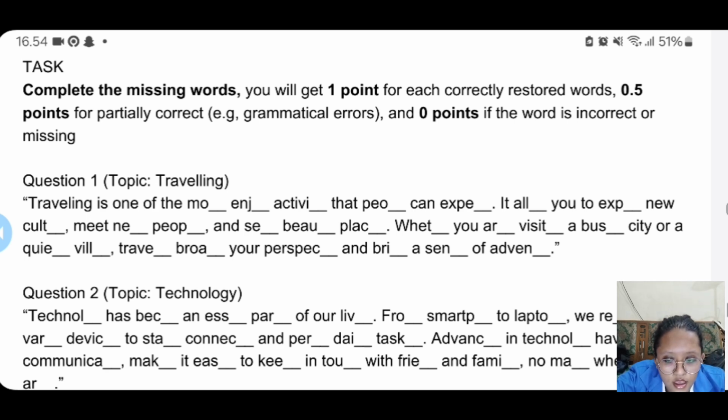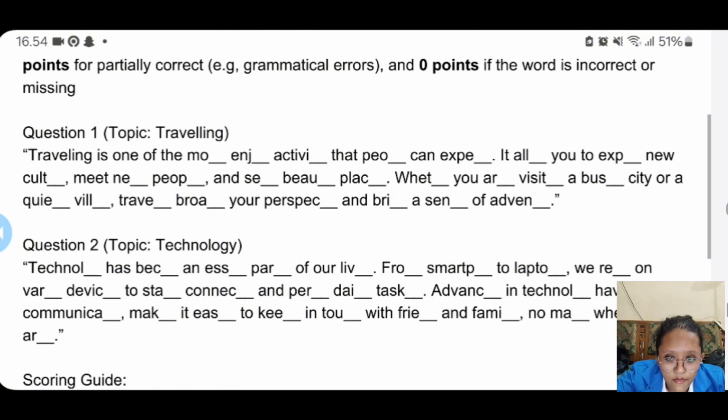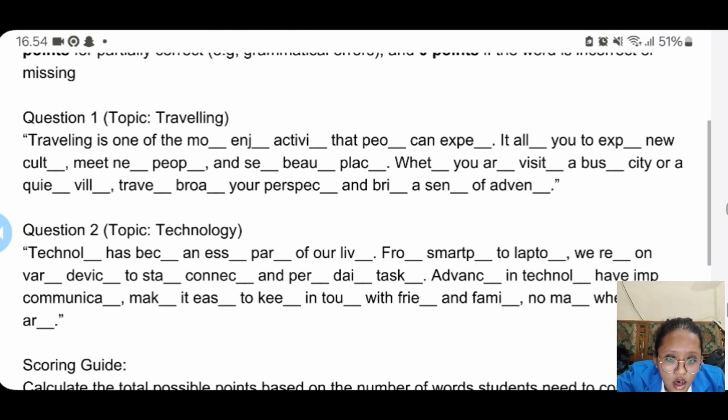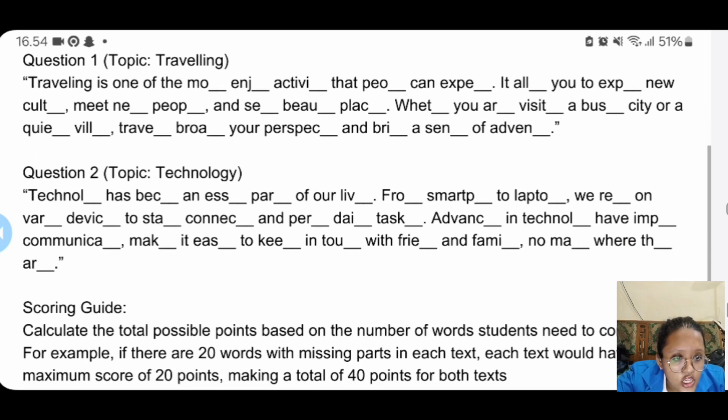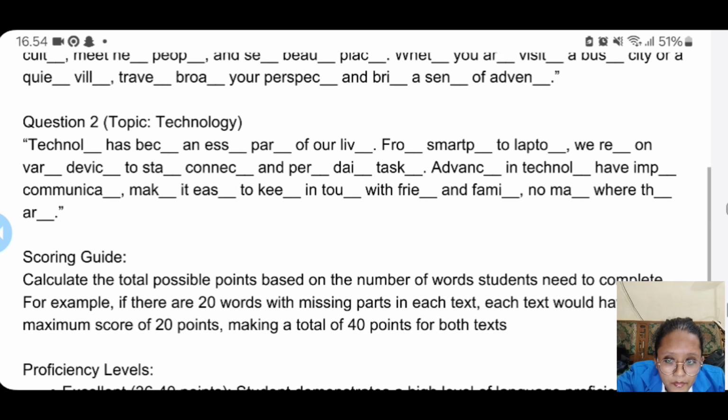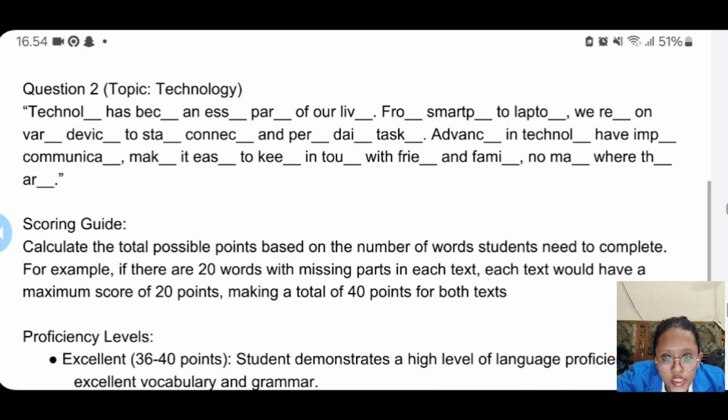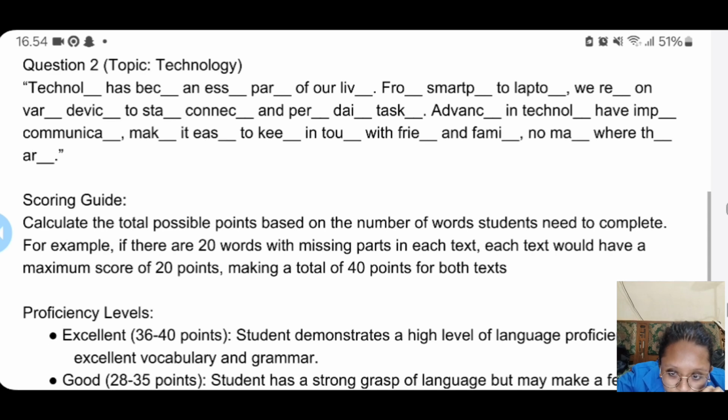For scoring guides, calculate the total possible points based on the number of words students need to complete. For example, if there are 20 words with missing parts in each text, each would have a maximum score of 20 points, making a total of 40 points for both texts.